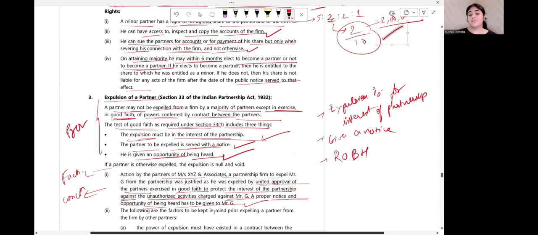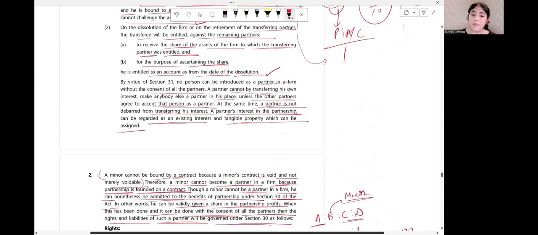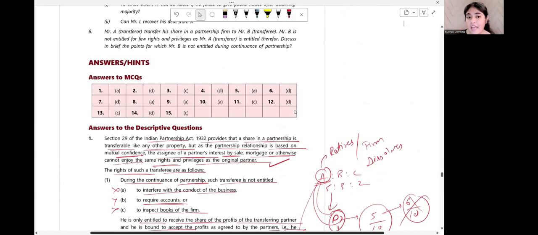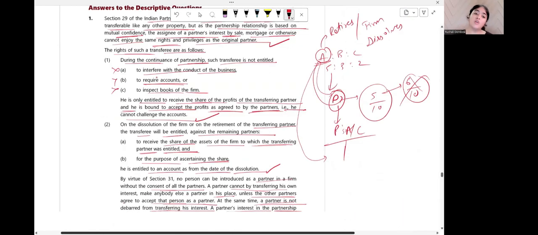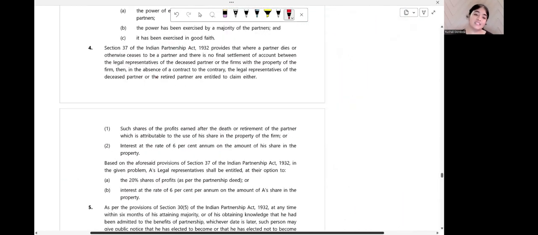So what all factors does one need to keep in mind before expelling a partner? If you want to expel a partner, what things does one have to determine, what has to be checked is given in the next question. What should be the factors to be kept in mind prior to expelling a partner from the firm by other partners according to the provisions of the Partnership Act? So other partners, what all things do you have to keep in mind? Let's see.